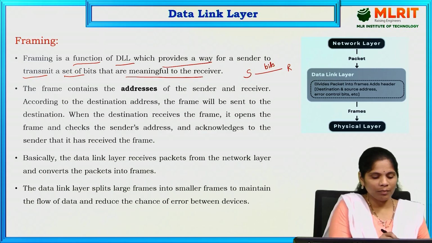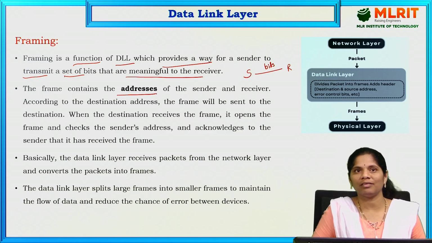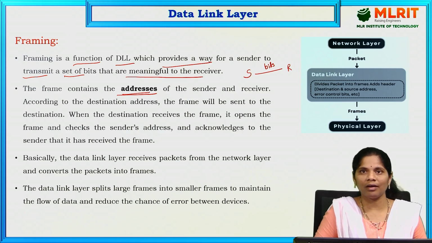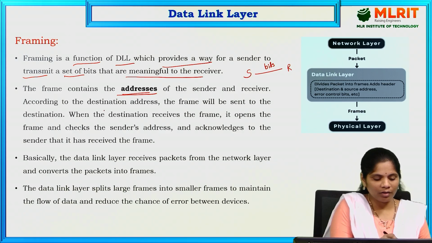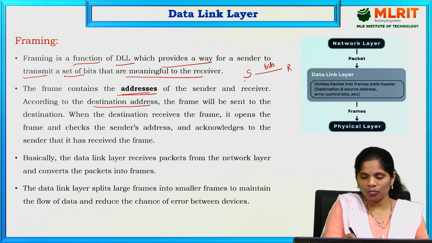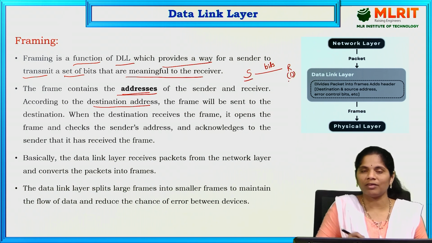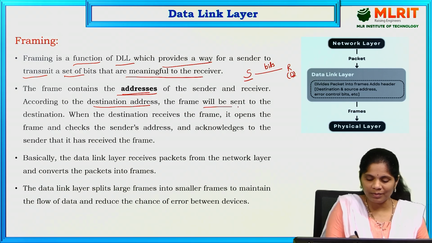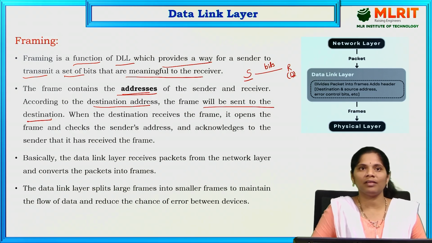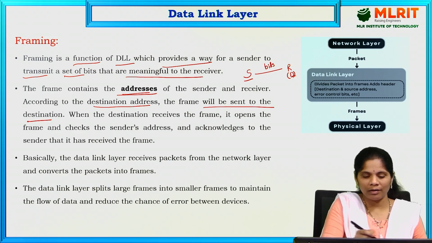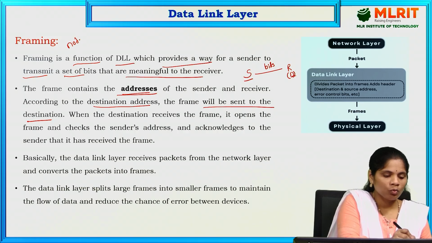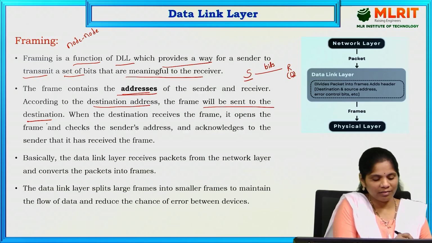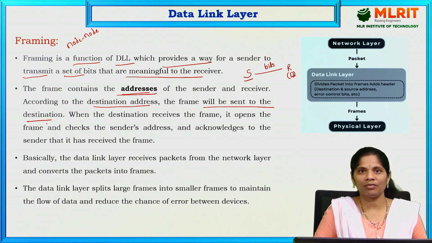So, the frame consists of the address of the sender and the receiver. Here is the source, there is the destination. The receiver is nothing but the destination. According to the destination address, the frame will be sent to the destination. Here we provide the address in node-to-node delivery only, that is, from one device to another device. According to the destination address only, the receiver receives the data.